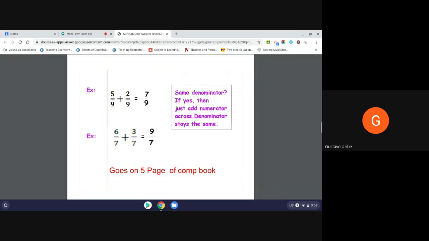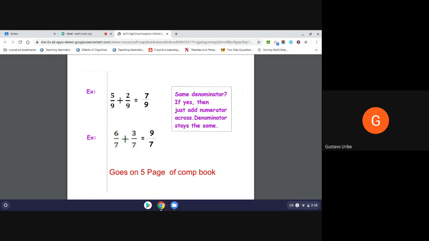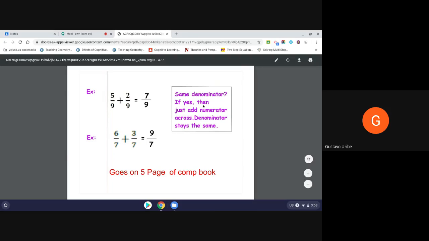one of the things we're going to look at is we can only add or subtract fractions if they have the same denominator. So the first question you're going to ask yourselves, right? The denominator is the bottom number of this fraction. The top is called the numerator. So do these have the same denominator? Well, yes, they do. If yes, then you're just going to add the numerators across, but the denominator stays the same. So what does that mean?